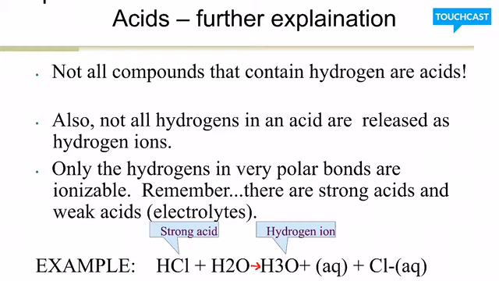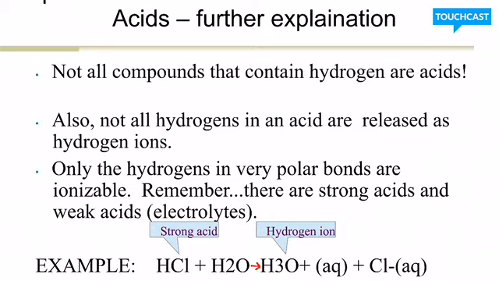So to give you a little bit further explanation, not all compounds that contain hydrogen are indeed acids, but also not all hydrogens in an acid are typically released as hydrogen ions. A lot of fatty acids will release just one of the hydrogens, and all the other hydrogens stay connected. So only the hydrogens in a very polar bond are ionizable or releasable. Remember, there are really strong acids, but there are also really weak acids too, which we need to discuss.